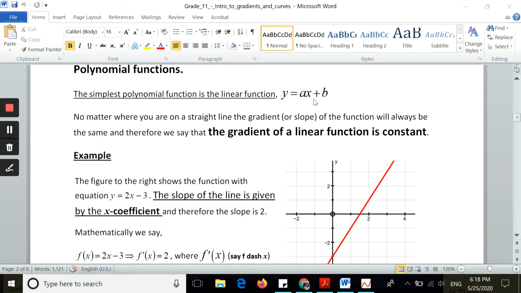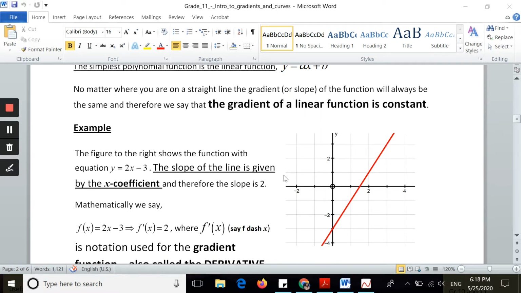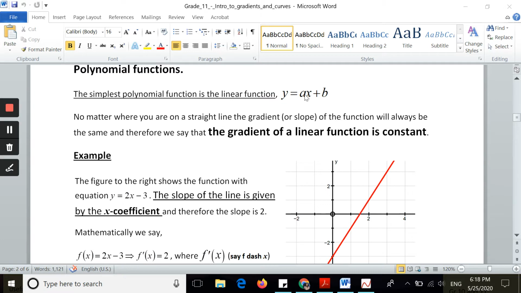So you know the standard form of the linear function is y = ax + b, and we are trying to find the slope of this, which you already know. a is the slope and b is the y-intercept, and another name for slope is the gradient, which we also talked about in the previous lesson.